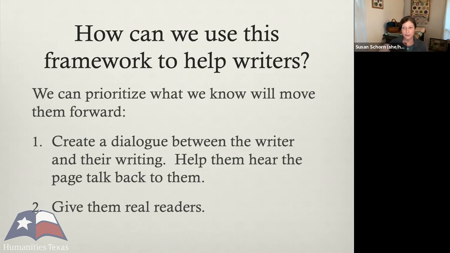Get them in the habit of understanding that what they said is different from what's on the page, and they need to have that conversation back and forth. And then the second thing is to give them real readers, and that sets them up to do knowledge crafting. Real means anybody who reads for meaning and can use feedback to clarify the meaning of the writing. So that can mean a lot of different things. We're going to go through some examples here.